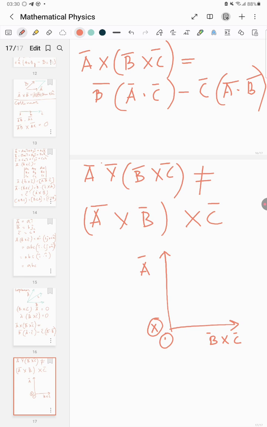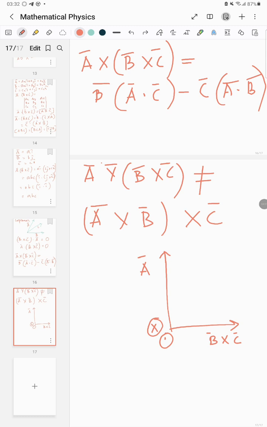So again we determine this direction with the right hand thumb rule. If our four fingers, apart from the thumb, point from B cross C towards A, our resultant will be directed out of the plane, outward towards us. And if we go from A towards B cross C, that is A cross (B cross C), then our resultant will be directed into the plane, towards the other side of the board.